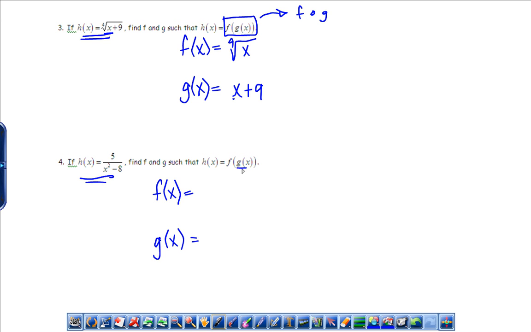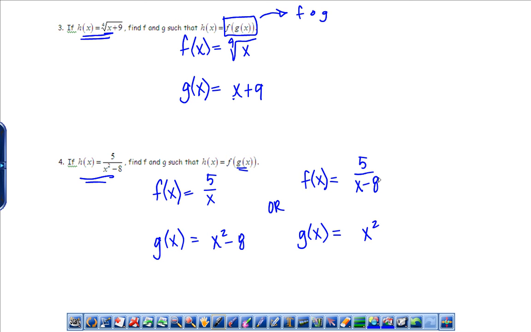So we need to do g of x first. How about if I do x squared minus 8, then I can make f of x 5 over x. Or how about making g of x, I could just make this x squared. Then I could put the fraction here and say this is 5 over x minus 8. So you can see there's a couple of ways that you could set this up.